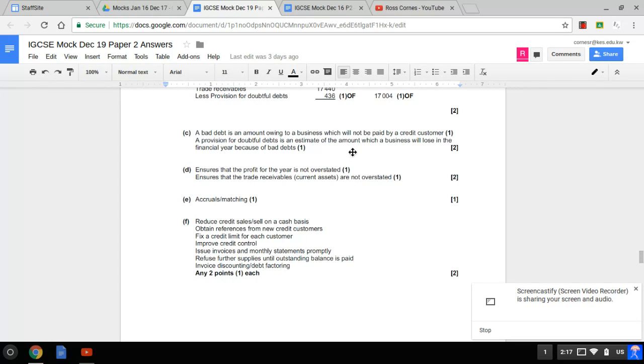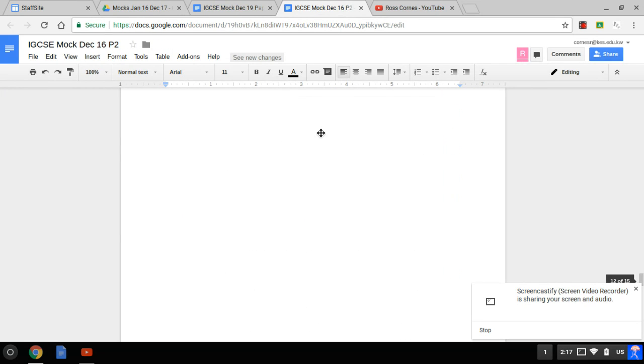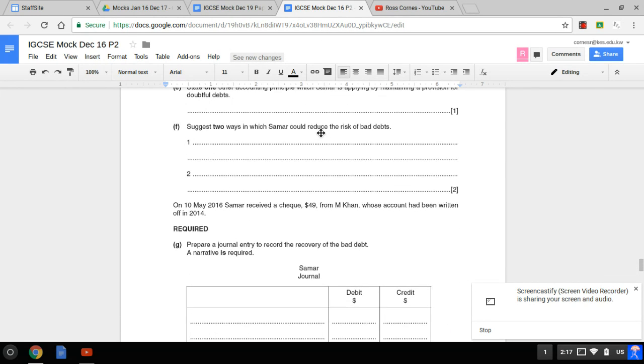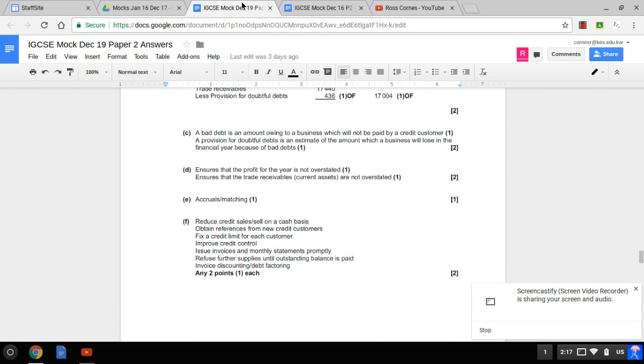Provision is what you anticipate you'll lose from your trade receivables because of bad debts, whereas a bad debt itself is an amount that actually you're not going to get paid for. We do it to ensure the profit for the year is not overstated and that the trade receivables are not overstated. The other concept that's involved is, I think that was a question, the accruals or matching concept.